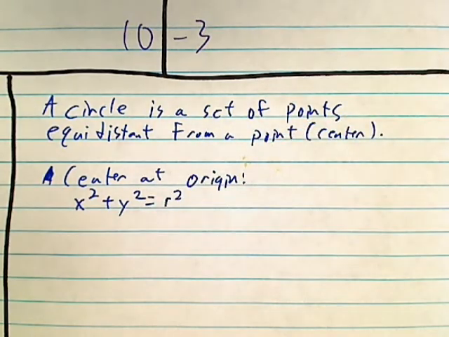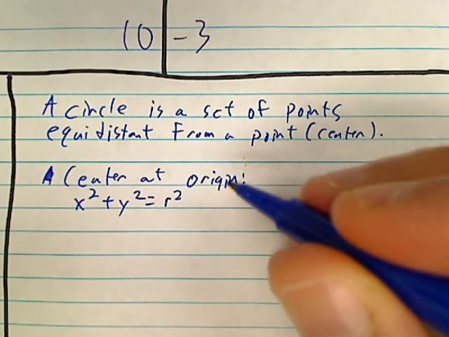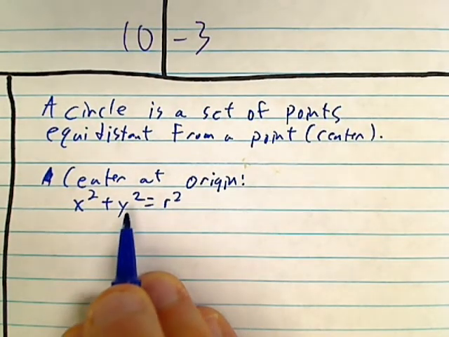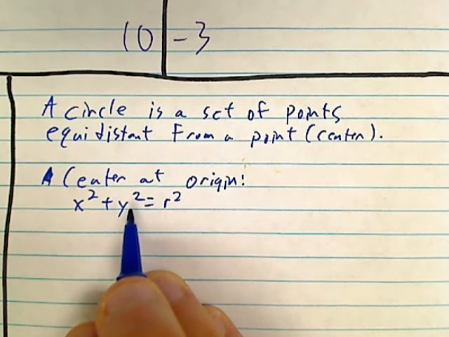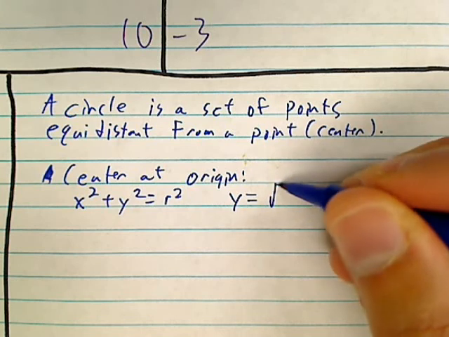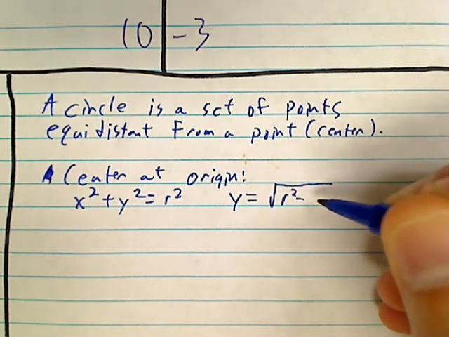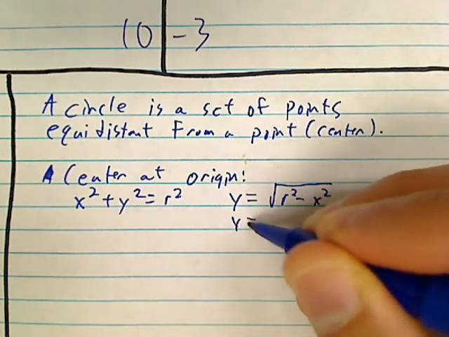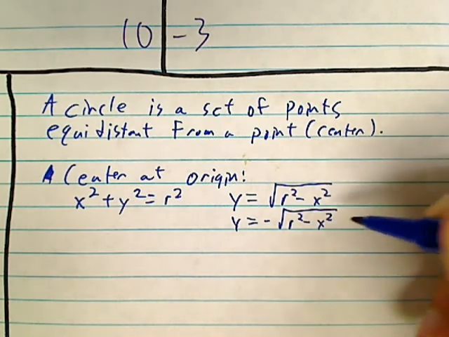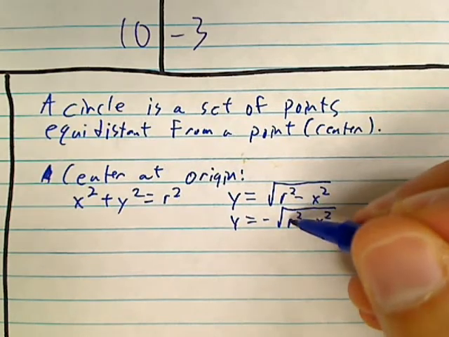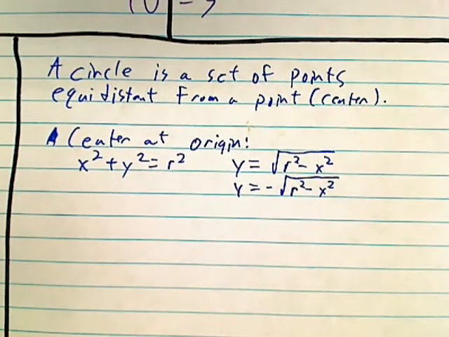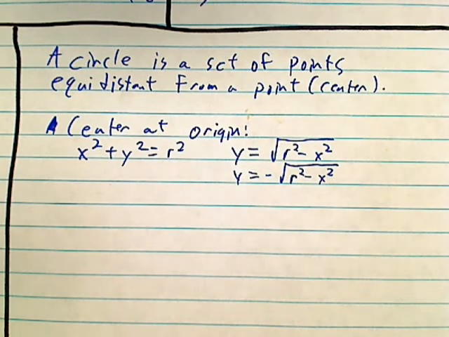And if we want to graph that in our calculator, we need to solve it for y. And we would have to do a couple equations. When you solve this for y, you have to take the square root at some point. That gives you the plus and the minus. So y is equal to the square root of r squared minus x squared, and y equals negative the square root of r squared minus x squared. So if you want to graph a circle in the TI-83, you need to graph a couple of different lines. Okay, that's very interesting.